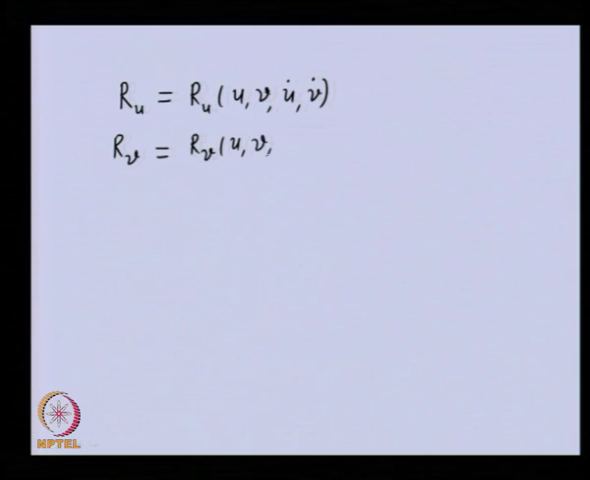The fluid film gives a reaction force onto the journal, Ru, in the horizontal direction, and this reaction force is a function of the position of the journal and also its instantaneous velocity. The fluid force in the vertical direction is also a function of these quantities.